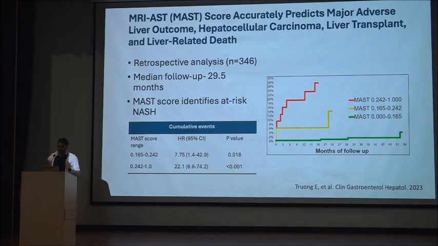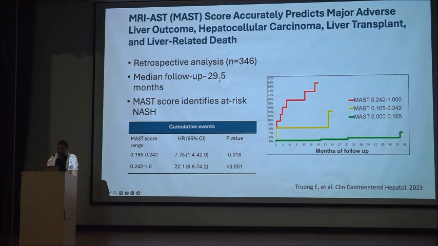Then a few more non-invasive tests, especially this MAST score. This MAST score was initially assessed for the at-risk NASH patients. At-risk NASH are those who have the NAS score of more than 4 or fibrosis of more than or equal to 2. And in the original study, it found that MAST score significantly predicts, rules in or rules out, the at-risk NASH.